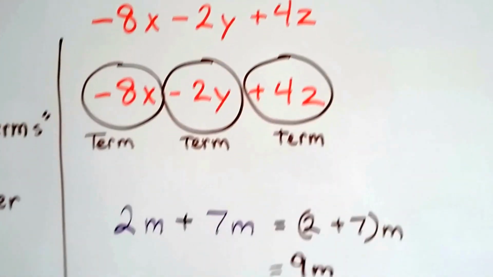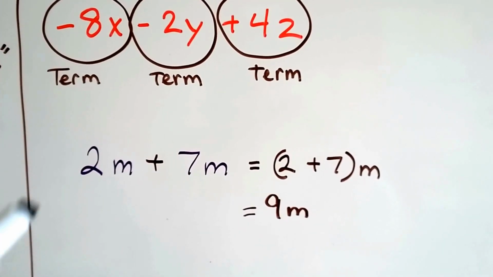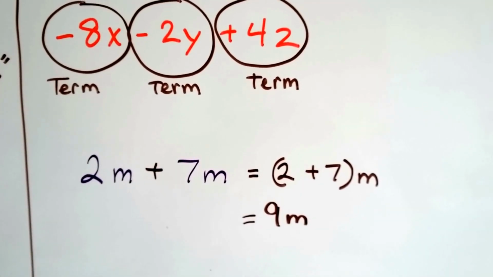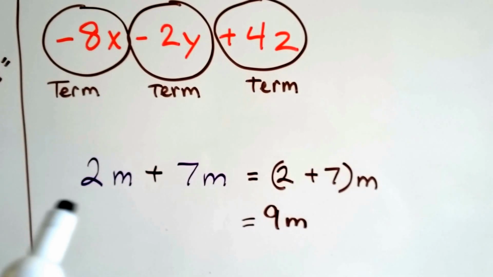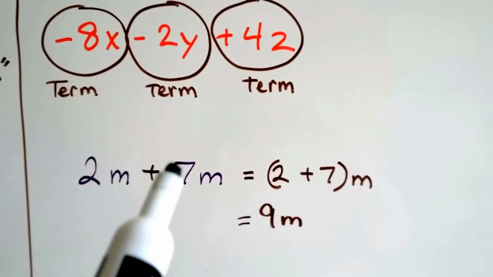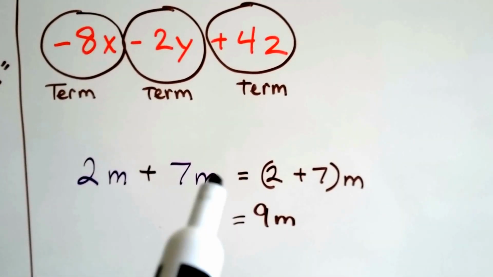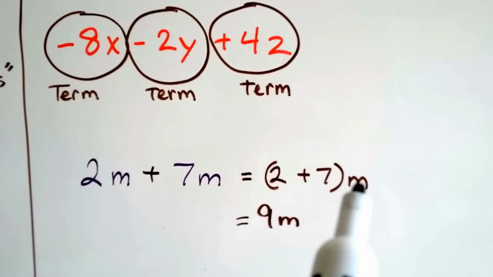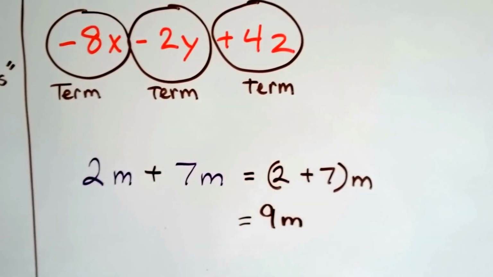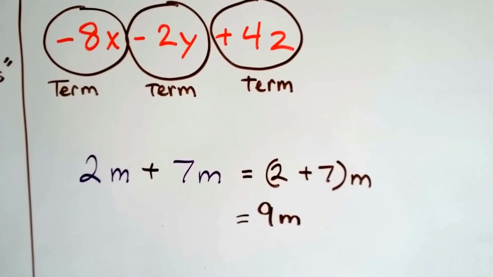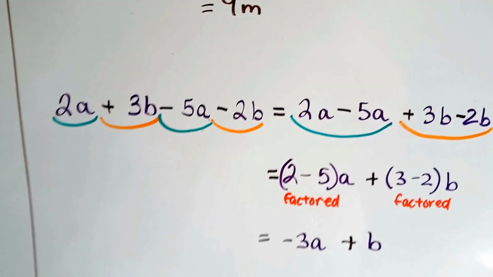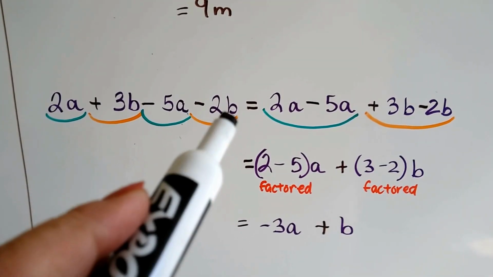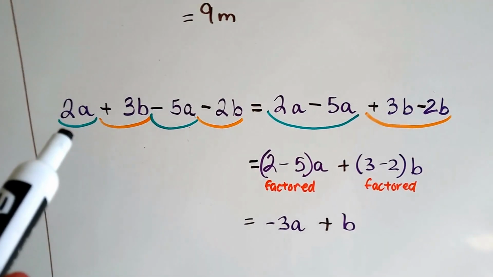If we want to collect or combine like terms, and they both have the same variable, using the distributive property and factoring, we have 2 plus 7 multiplied by m, because they both have the same variable. We pull the m out and put it on the outside of the parentheses and put the 2 plus 7 on the inside. We get 9m.